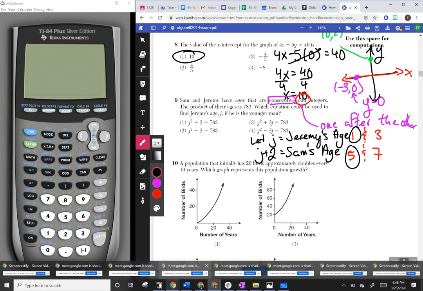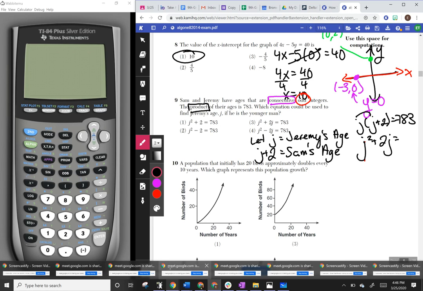Okay, and I got to make some space here. So which one of these could represent this? We're going to have to multiply this out, right? Because it's asking for the product. So when we multiply, it should equal 783. So we get J times J plus 2 equals 783. J times J is J squared, and J times 2 is 2J, equals 783. So we're looking for J squared plus 2J, and that's option 3.